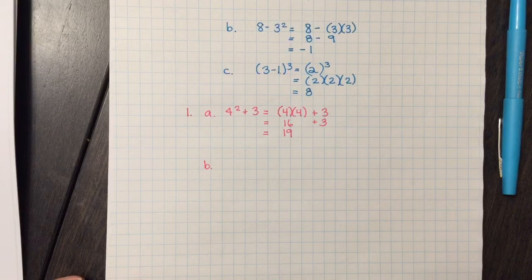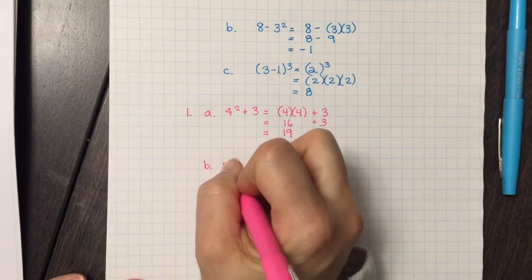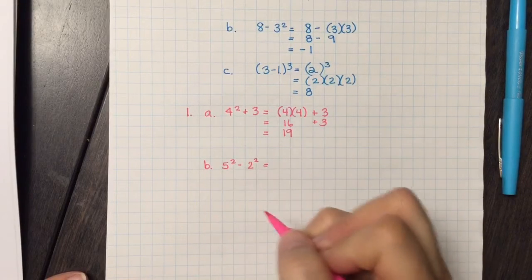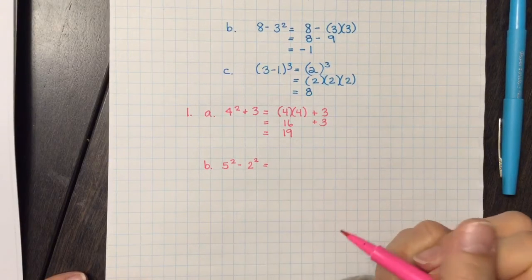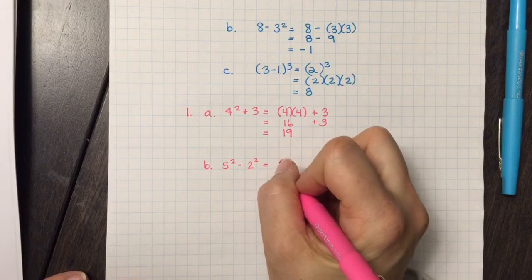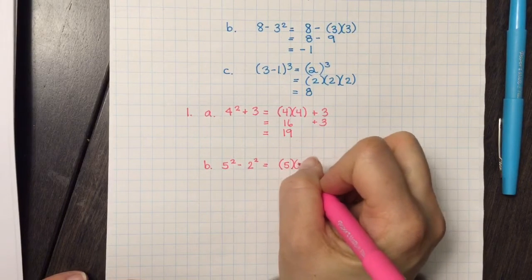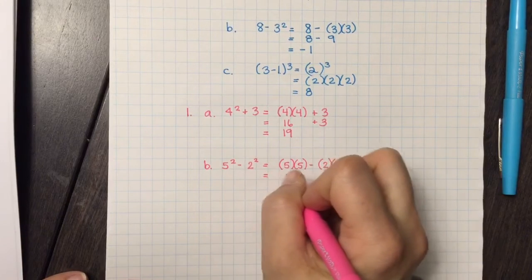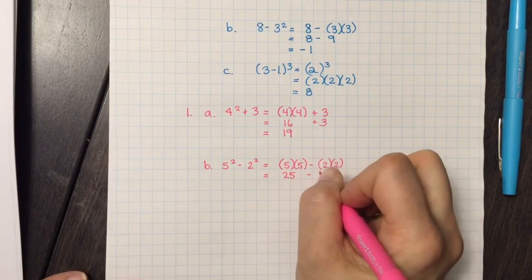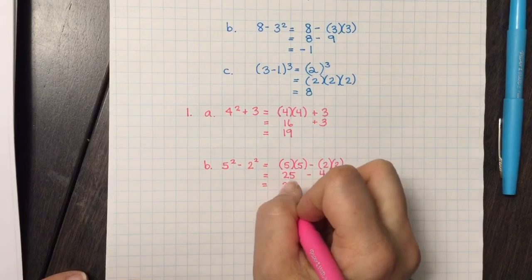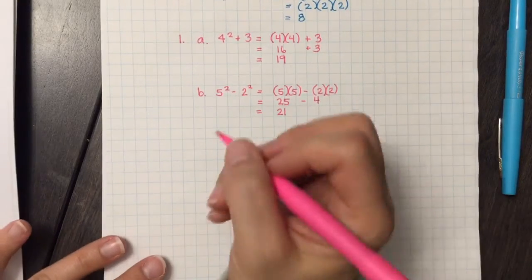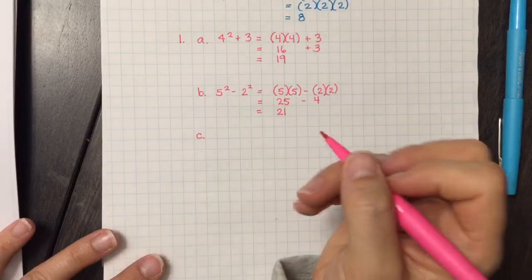Okay, so let's do B. 5 squared minus 2 squared. Okay, try it, and then let's check our answer. So 5 squared is 2 5s. 2 squared is 2 2s. 25 minus 4, 21. Did you get the same thing I did? I'm sure you did. Okay, and we'll do C, and then D you'll do on your own.